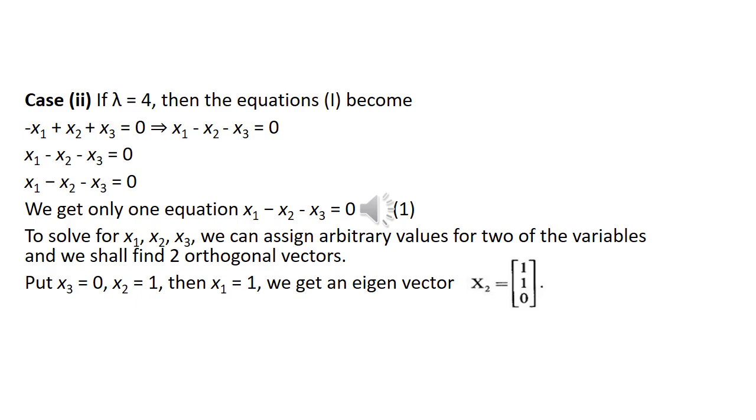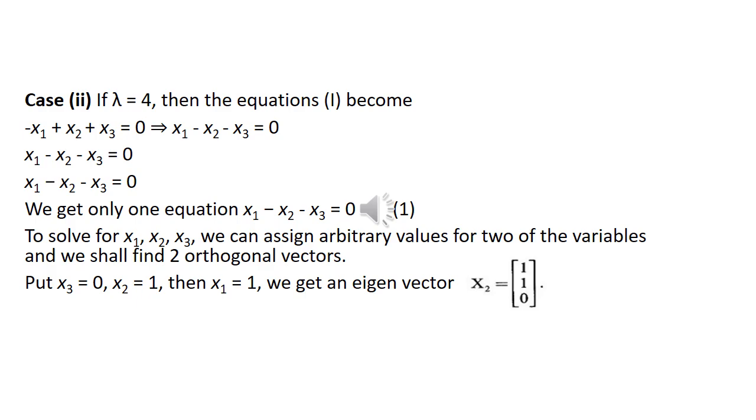Case 2 is to find the eigenvector corresponding to lambda equal to 4. If we substitute lambda equal to 4, we get three equations. The first is x1 minus x2 minus x3 equal to 0. The second equation is also x1 minus x2 minus x3 equal to 0, and the third equation is also x1 minus x2 minus x3 equal to 0. The three equations are the same, so now we have only one equation, x1 minus x2 minus x3 equal to 0.